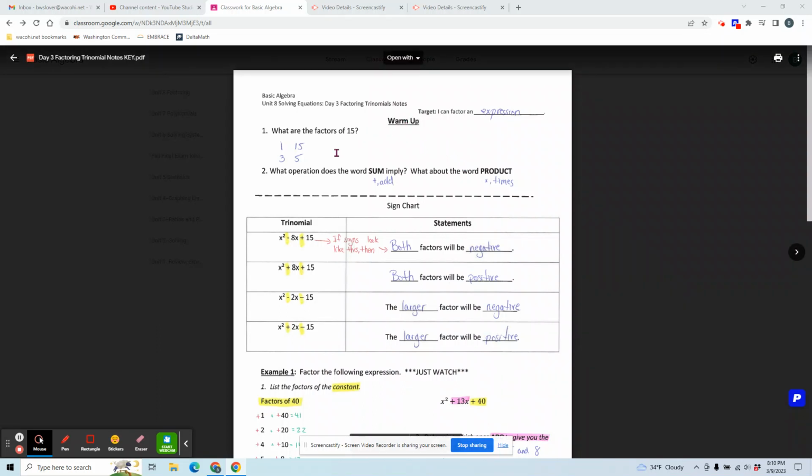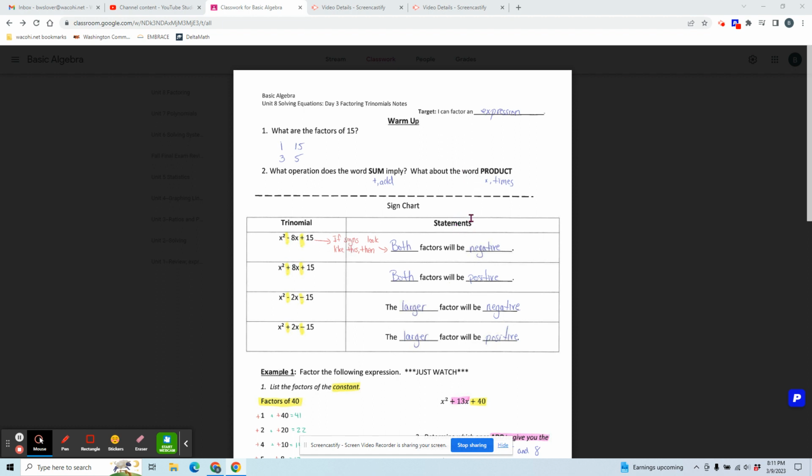Today we're going to focus on factoring trinomials. So our warm-up is getting us ready for that. What are the factors of 15? 1 and 15, 3 and 5. And then what operation does the word sum imply and the word product? So sum implies addition and product implies multiplication or times.